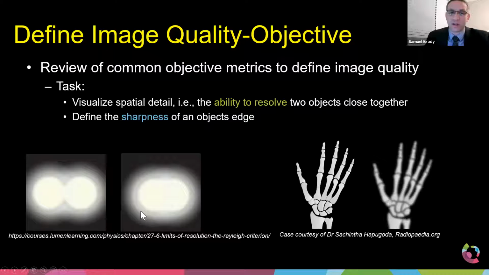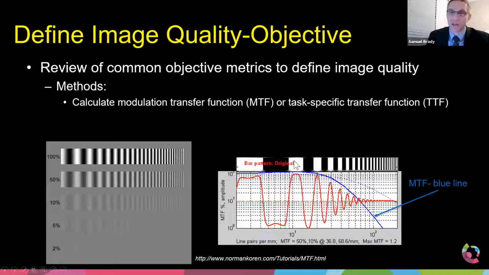And the other way we look at spatial detail, besides being able to separate them, is how crisp or how sharp are the edges. As you can see with the hand here on the left, the edge of the bone structure is very sharp, very defined, whereas the one on the right is not. There's a gradient to the reconstruction of that image, and it tends to be blurrier to the eye. So how do we define image quality when we're talking about sharpness or spatial resolution? What we typically use is a metric called the MTF, or the modulation transfer function.